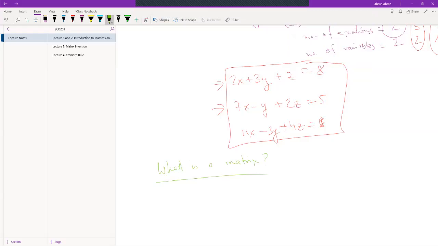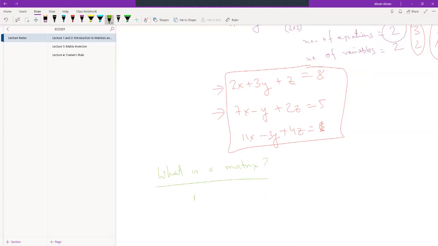Okay, so what is a matrix? And the answer is very simple. A matrix is a rectangular arrangement of numbers.